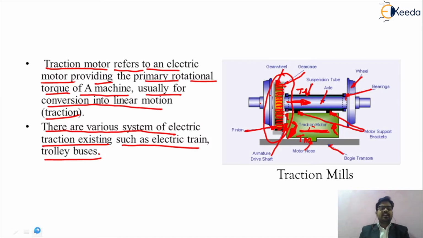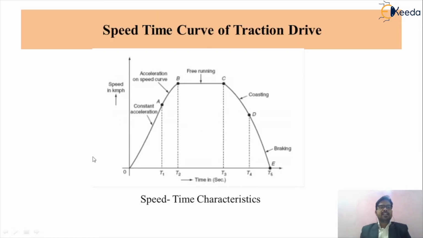Friends, now we can start with the speed time curve of a traction drive. What do you mean by the traction drive? If we are using different types of motors for propelling the train, that is treated as a traction drive. For the traction drive, we want to draw one curve, which is called a speed time curve. This speed time curve is classified into different parts.